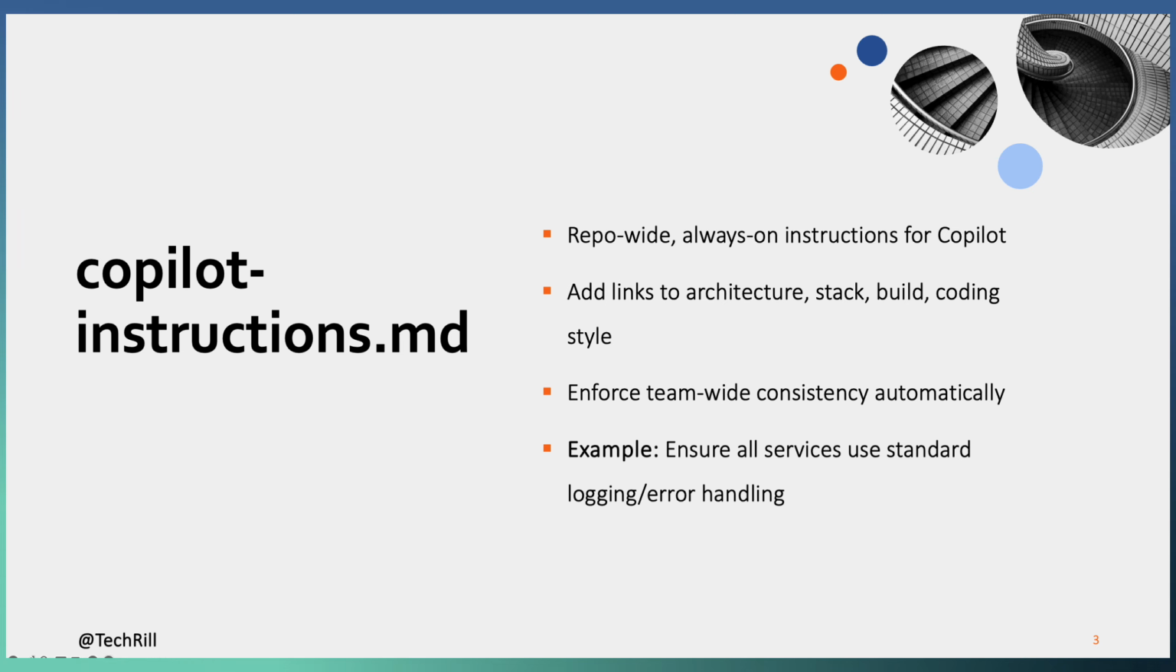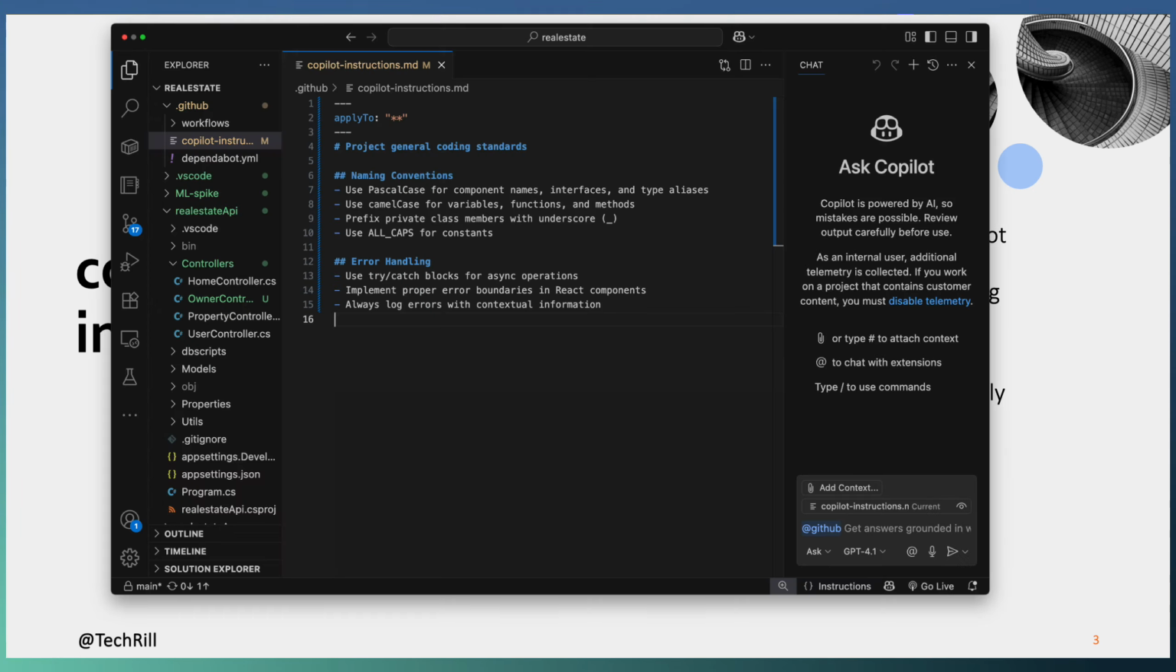Imagine a large team working on a microservices architecture. You want everyone to follow the same logging framework or error handling approach. You put those requirements in Copilot Instructions.md. Now, whenever someone uses Copilot to generate code in this repo, it knows those requirements and offers consistent suggestions. Let us take a look at how to create and use Copilot Instructions.md file in our repository.